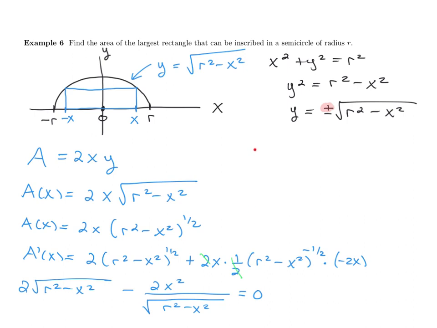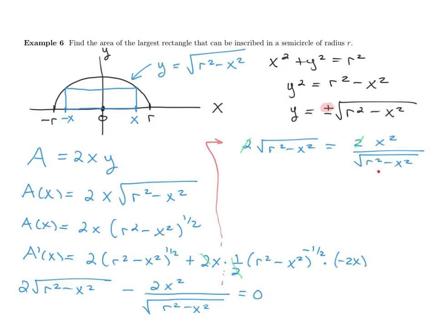I'm going to place all of that work up here. So to solve this, I'm just going to go up here. I'm going to add this to the other side. So we get 2 root r squared minus x squared is equal to 2x squared over the square root of r squared minus x squared. Notice that you can cancel the 2's from both sides. For this reason, you could have actually just maximized xy, and that would give us the same answer.